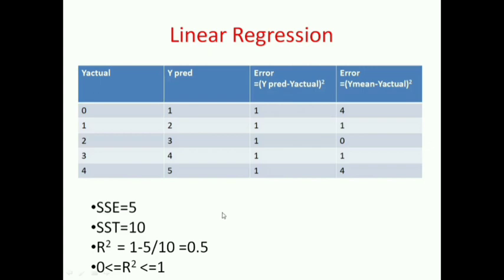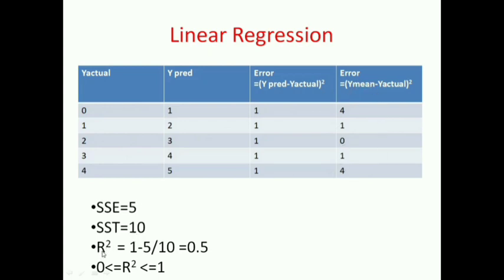And for calculating SST, you need to find the y mean, that means the mean of all the actual values minus y actual, and take a square of it. The mean of the actual values here is 2, and you can take the difference with the y actual, that is 2 minus 0 equal to 2, and the square of it 4. 2 minus 1, that is 1, square of it 1. 2 minus 2 equal to 0, square of it 0. 2 minus 3, that is minus 1, square of it 1. And 2 minus 4, that is minus 2, square is 4. And then sum it up. That becomes SST, that is equal to 10.